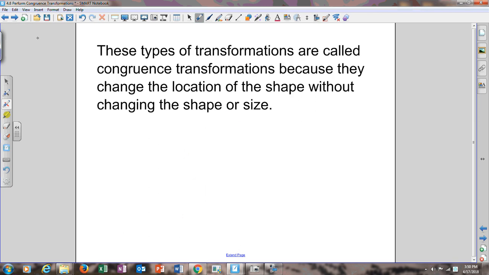These types of transformations are called congruence transformations because they change the location of the shape without changing the shape or size. So they don't change a triangle to a square. They don't change the size. It doesn't go from a small triangle to a big triangle. All this is doing is changing the location.